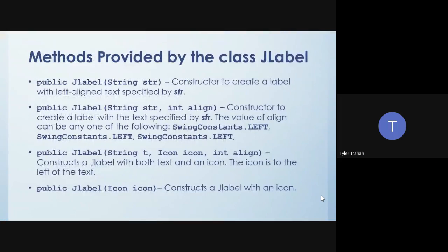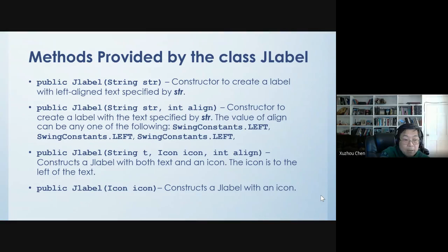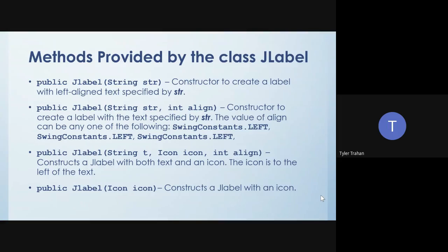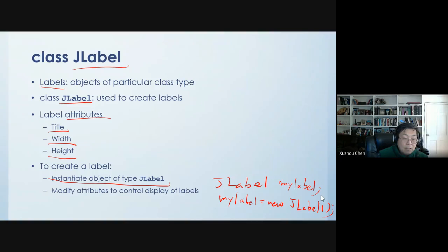Professor, yes. Is it possible to declare and implement the JLabel in one line, like JLabel my label equals new JLabel? Yes. So it doesn't have to be two separate statements. You can put it in one line. Just say JLabel my label equals new JLabel.